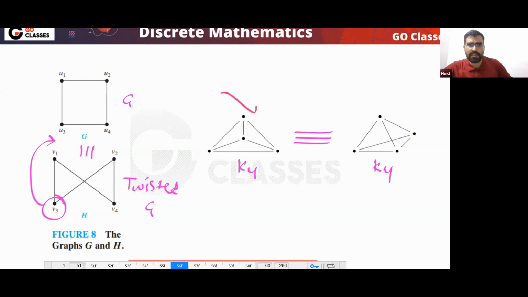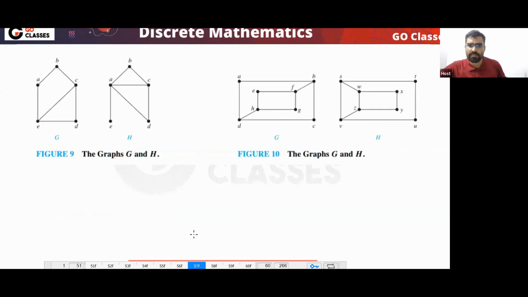This is also a complete graph on 4 vertices. Here also every 2 vertices are adjacent. So because they are both K4, yes, they are isomorphic. What about these graphs? These two graphs are not isomorphic. Why? These two graphs are not isomorphic.